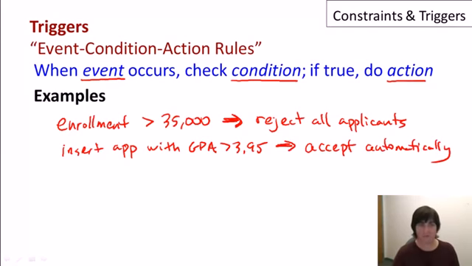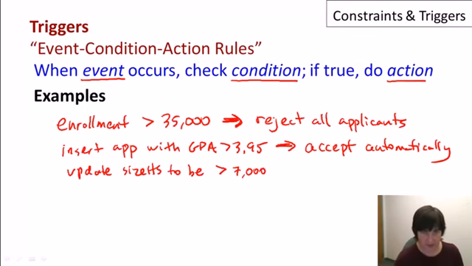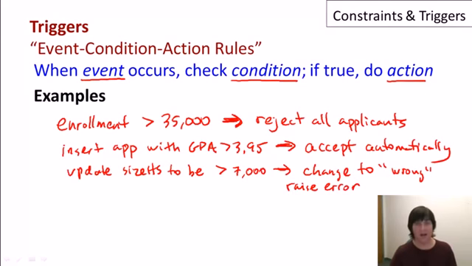As another example, let's say that we insert, or let's say we update the size of a high school to be greater than, say, 7,000. Seems pretty unlikely. Then that's probably an error, and we could change the value, say, to null. Or actually, one thing that a trigger can often do in its action is simply raise an error. And we can see this last one is effectively enforcing a constraint that the size of the high school should be less than or equal to 7,000.